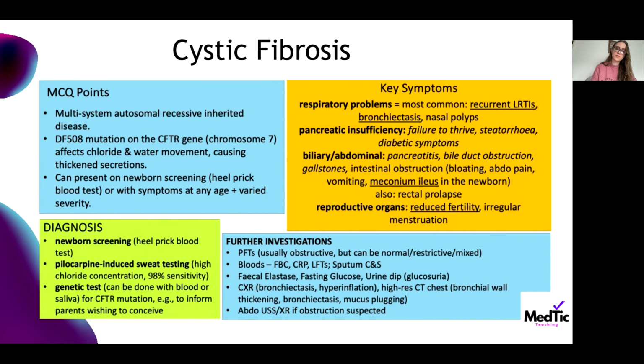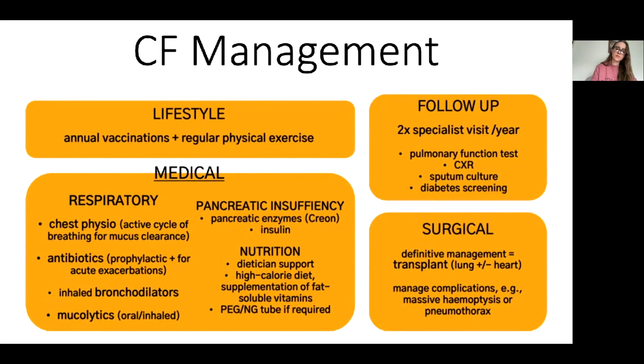Other investigations are looking at these key problems that cystic fibrosis can cause. So you can look at the lung function, bloods, look at the pancreas. You can do faecal elastase, fasting glucose, etc. You might do some chest imaging, and if you're worried about obstruction, you need to do some abdo imaging as well. So if we move on, the next slide's about management.